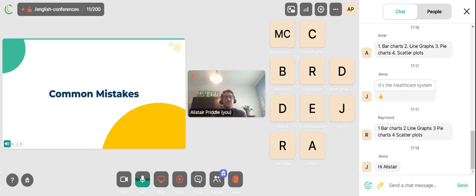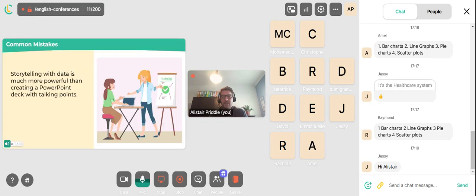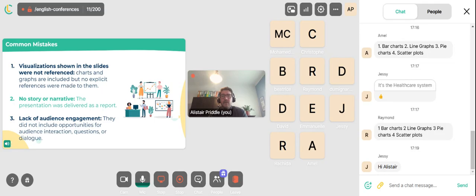Well, let's review now some common mistakes that are made in presentations. Storytelling with data is much more powerful than creating a PowerPoint deck with talking points. Let's check some common mistakes.